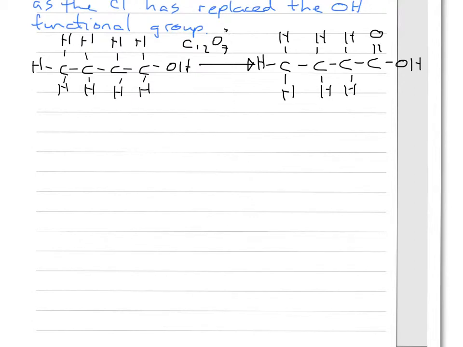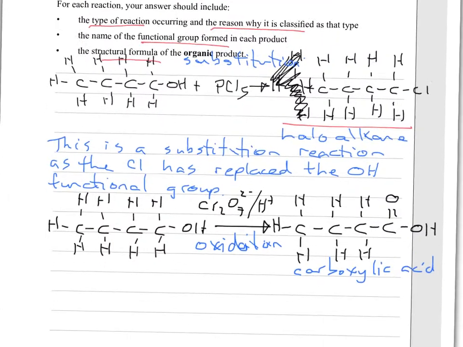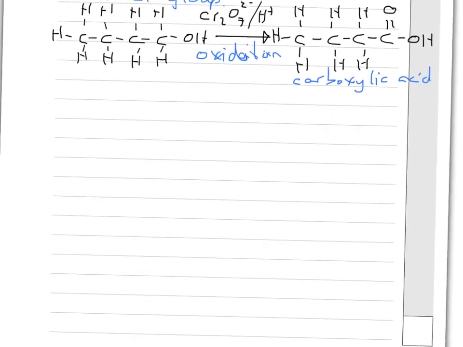Cr2O7 2 minus, H plus. Okay, again, this is a carboxylic acid functional group. And this is oxidation. Well, that's a bit messy. Right, I think I'm missing something here, and that is the type of reaction and the reason why it's classified as that type. Okay, so why is this oxidation?